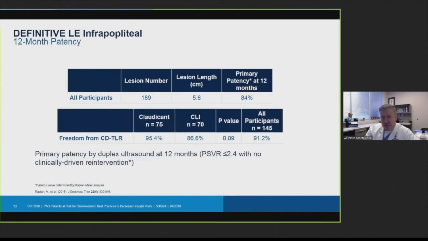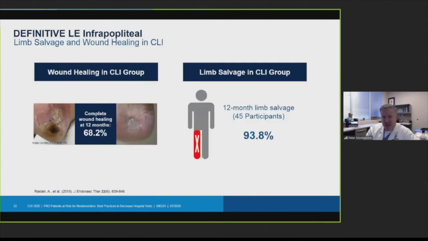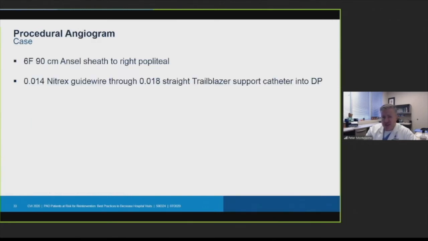And looking at patency in this patient population, 84% primary patency. Also freedom from target lesion revascularization, 91% in these patients. Clinical outcomes as well, wound healing in 68% of patients, 94% with actually 12-month limb salvage rates.